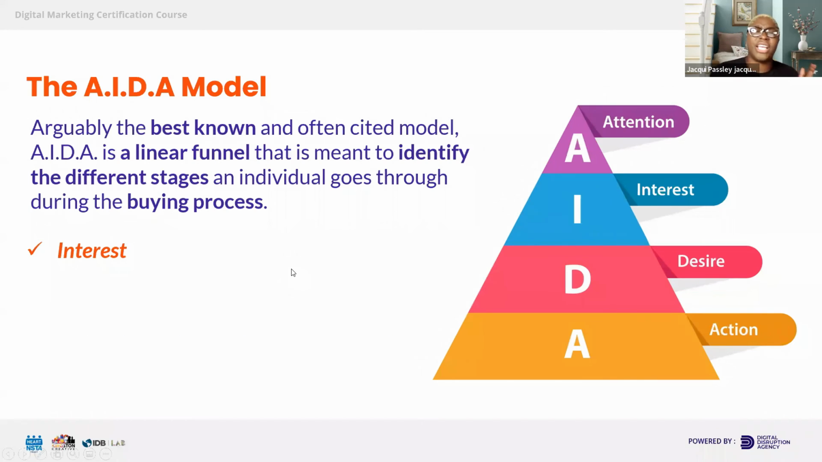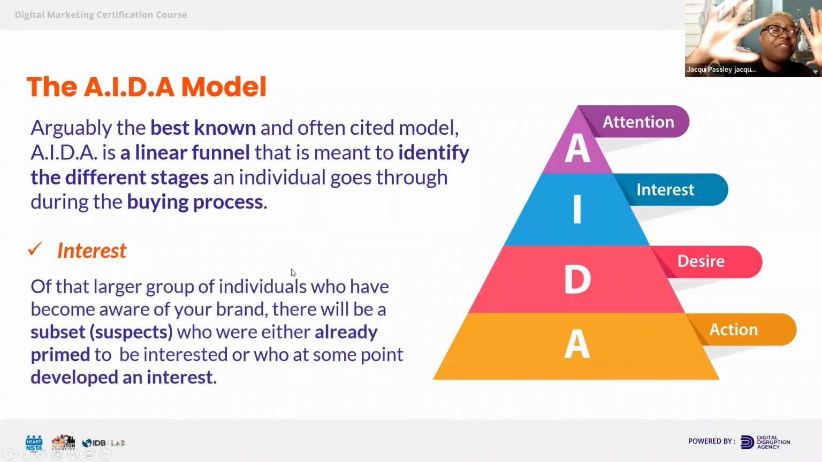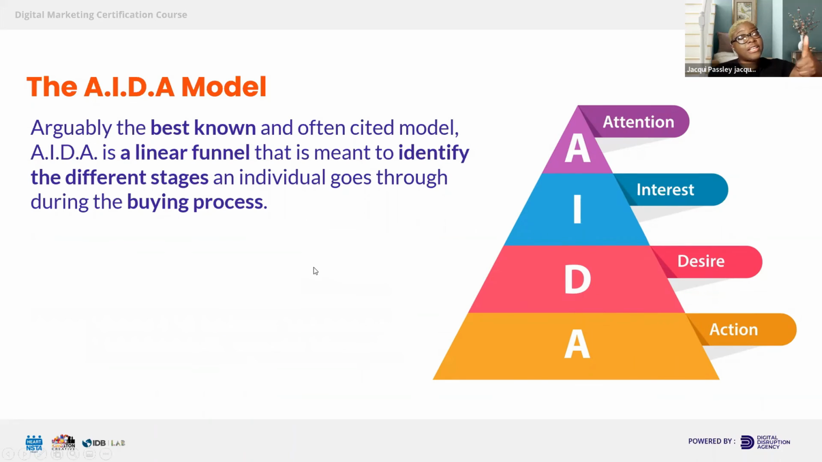The second stage is interest. So, of the larger group whose attention you grabbed, a smaller subset of that group will be interested in your product. We call those suspects, right? Sometimes it is that they were already primed to be interested, maybe because they were already looking for something like this, or they're already thinking about it, or interest developed over a certain period of time, or at some point they became interested, right? That's the second stage. So the first stage is they became aware, you got their attention. The second stage is they became interested.